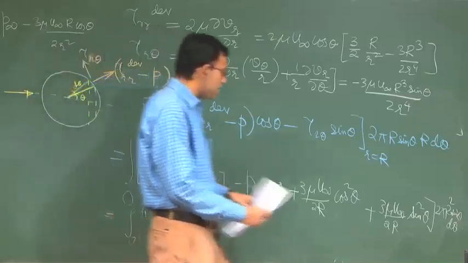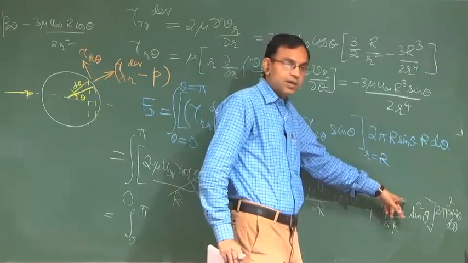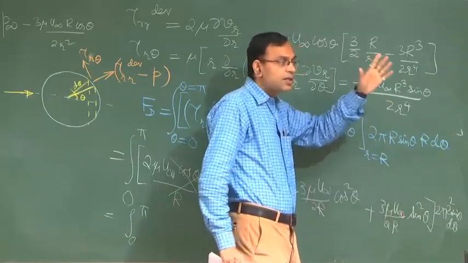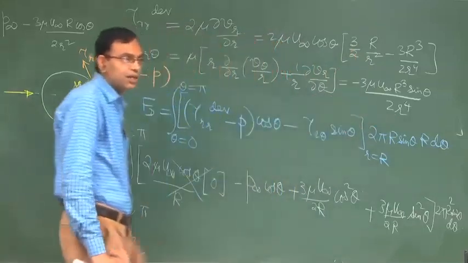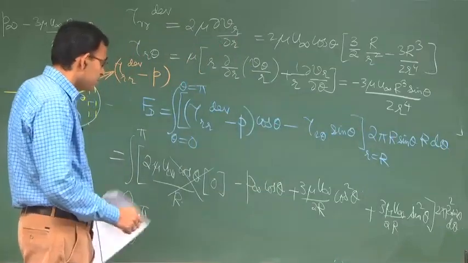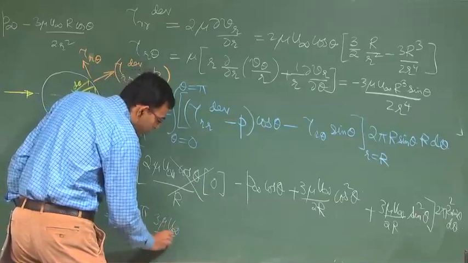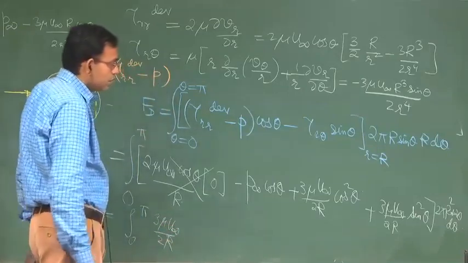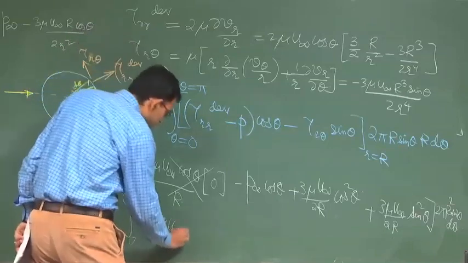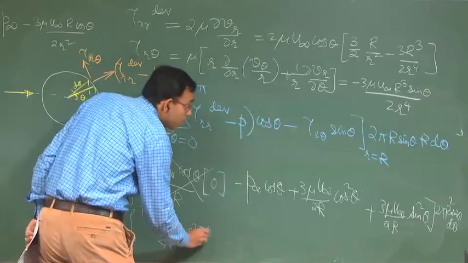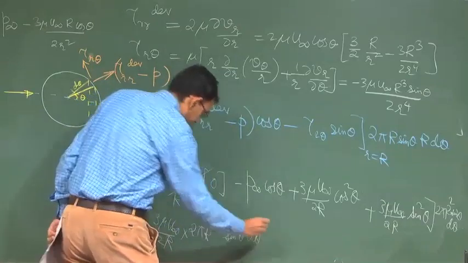And then you see remarkably 3 mu u infinity by 2 r, you have this cos square theta plus sin square theta. So, algebra, geometry, trigonometry, all the things that we have learnt in school are appearing in this exercise. So, 3 mu u infinity by 2 r into 2 pi r square sin theta d theta, right.